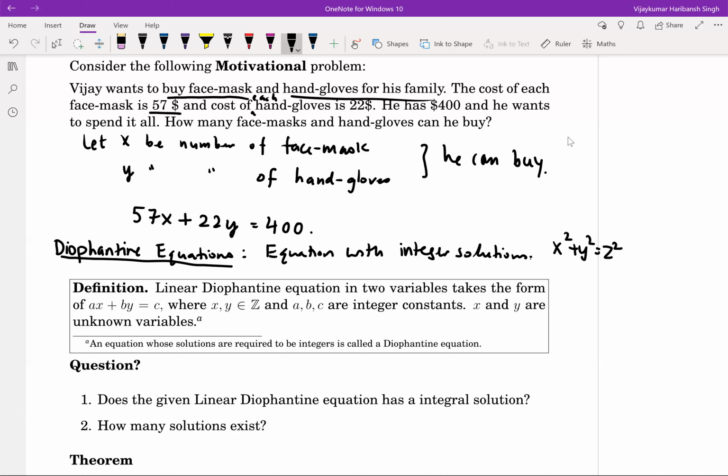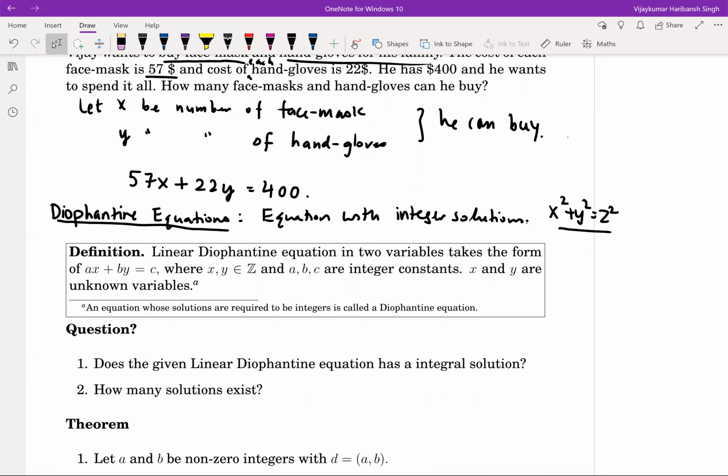If you're looking for solutions for this in the set of integers, it can be positive and negative both, right? But in our special motivational problem, we are only interested in positive integers. Yeah, there's no concept of negative gloves. So what is a linear Diophantine equation? A Diophantine equation which is linear is called a linear Diophantine equation.